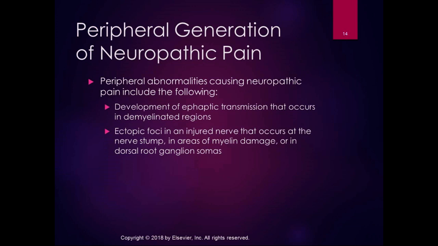Ectopic foci in an injured nerve occur at a nerve stump or in areas of myelin damage. That's where we have those extra receptors that are sensitive to temperature or mechanical sensations being built up in the areas of myelin damage or in damaged dorsal root ganglion somas. And so we've got nerves now that are generating responses to things that they never generated before. We've got those areas of the injured nerve that are now creating action potentials outside of input from the receptor.